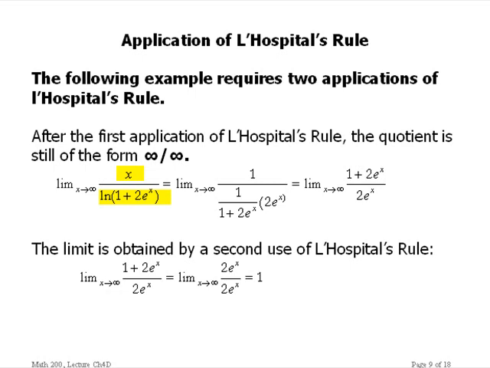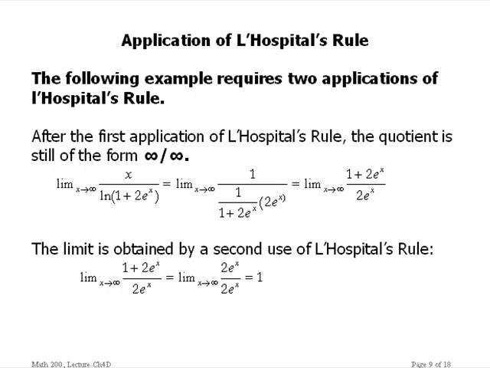So here I'm going to apply L'Hopital's rule to a case where you need two applications of the rule. So I'm going to start with a form that is infinity over infinity. The limit here is x going to infinity. The numerator would go to infinity. The denominator would go to infinity. So I can apply L'Hopital's rule. Okay, I do that by taking the derivative.